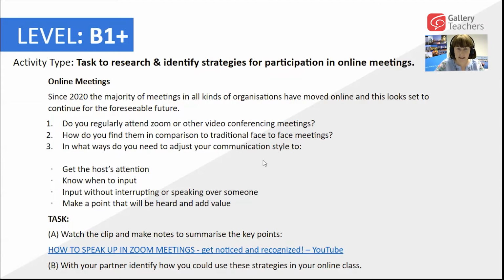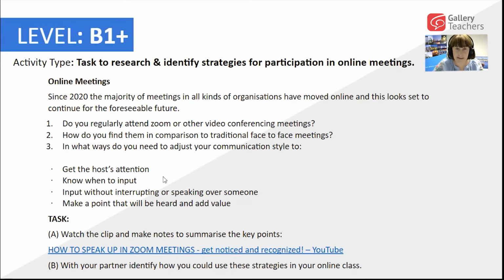Thirdly, I would get them to think about ways that they need to adjust their communication style for online meetings. So, for example, to get their host's attention, do they use some kind of visual aid or an emoji? Do they put up their hand? Do they speak to get attention? How do they know when to input in an online meeting?